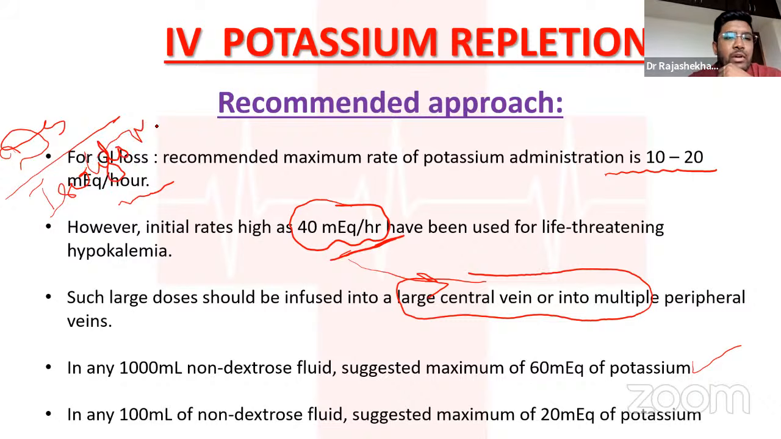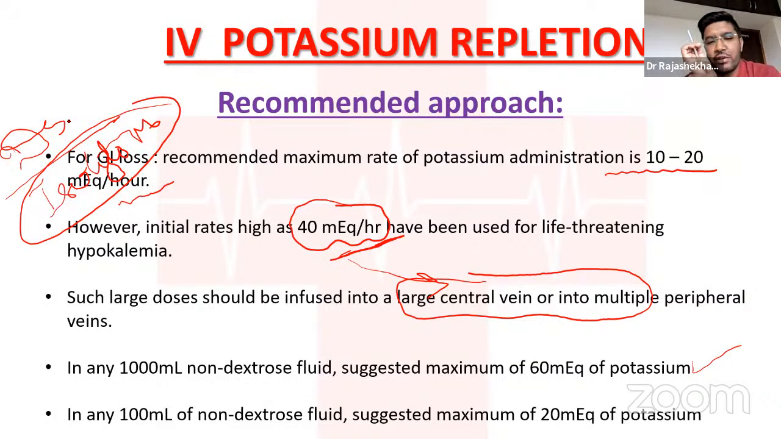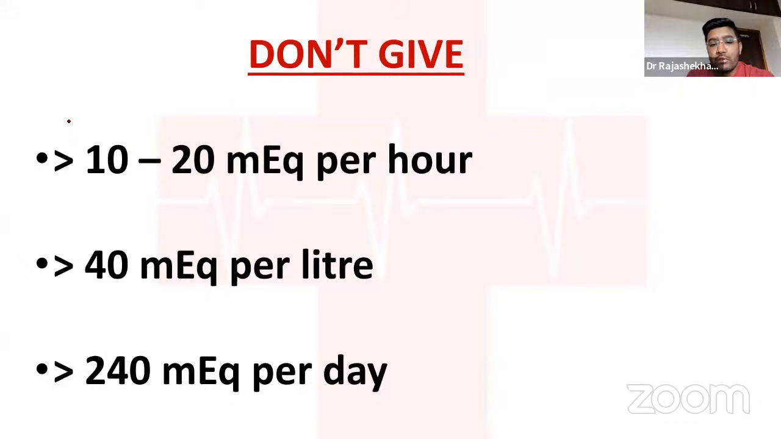Isolyte M is an absolute contraindication due to its high inherent potassium concentration, and so are dextrose-containing fluids. You cannot mix potassium chloride in Isolyte M or dextrose-containing fluid. It is ideally given with normal saline. So before knowing how to give, you should know how not to give.